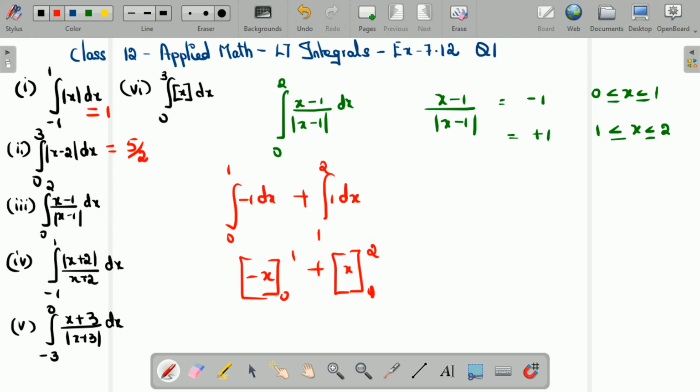So now let's apply the upper limit. So this is minus 1 minus 0 for the first case, and in the second case, it is going to be 2 minus 1. So this is minus 1 plus 1. So the answer for the third integration is going to be equal to 0. Now let's move on to the fourth one.